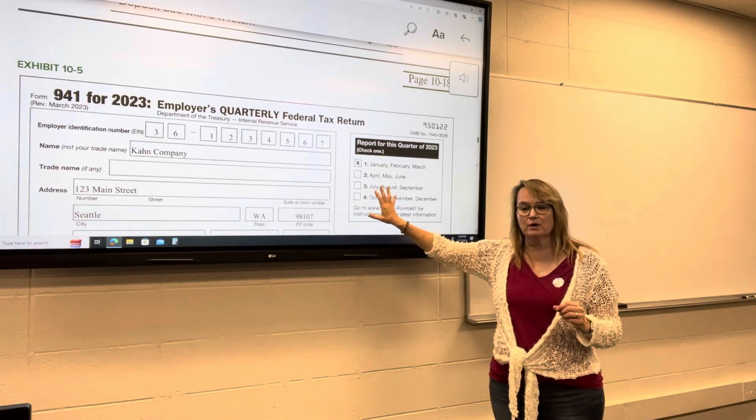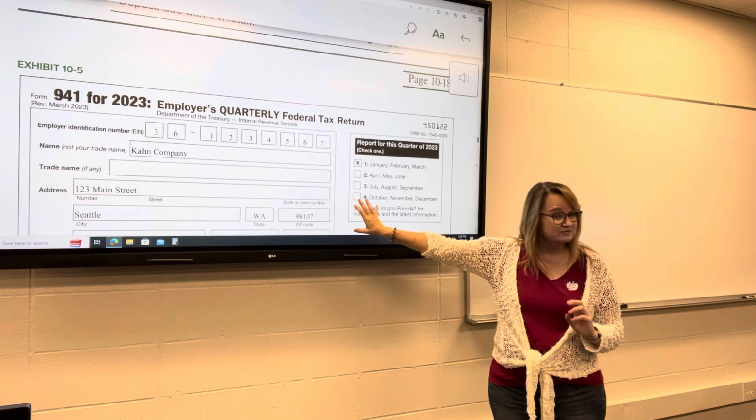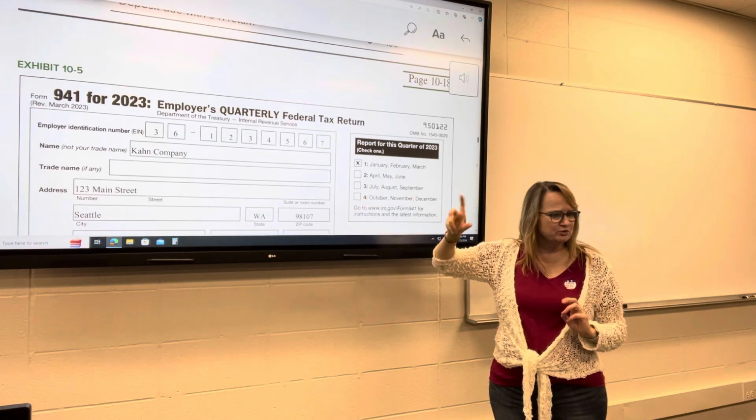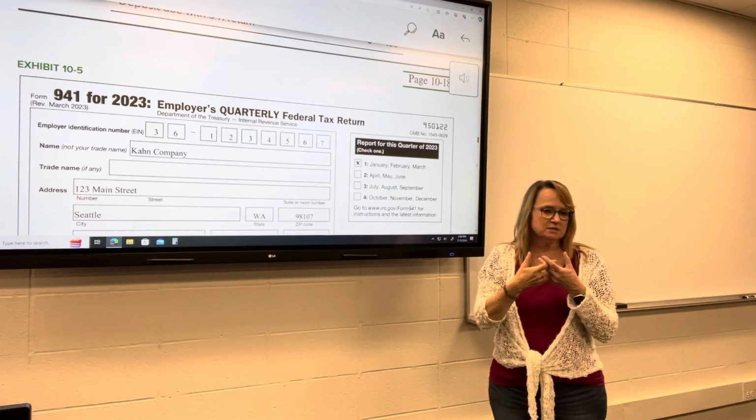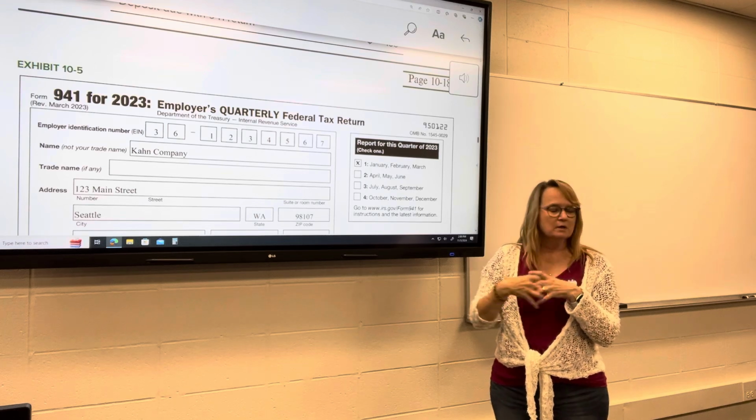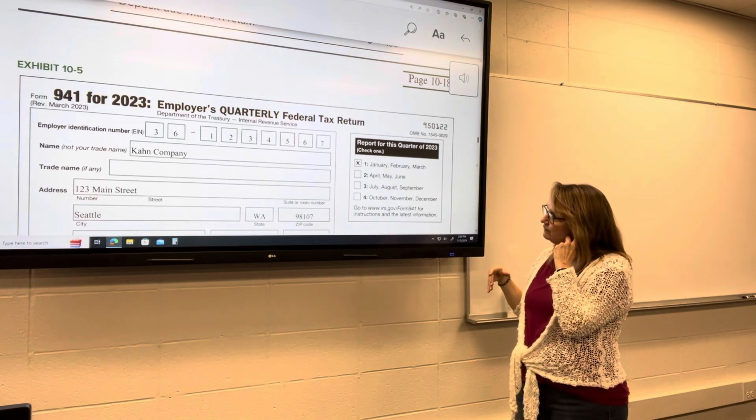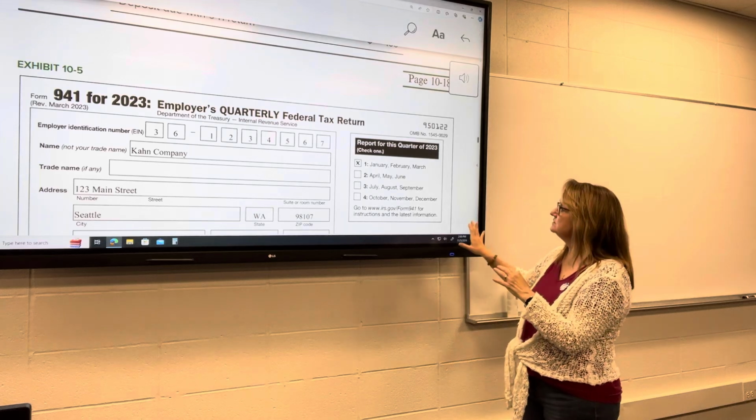There's a place on the form, if you recall, for adjustment for fractions of cents, where if it's just due to rounding, you essentially force it to match what your deposits were. But usually payroll is pretty right on the money, so that's kind of unusual.